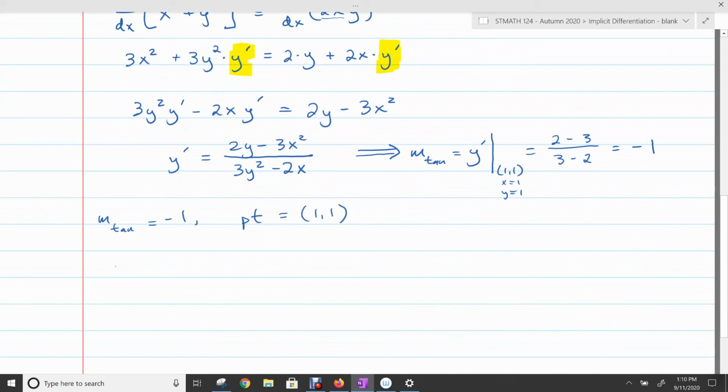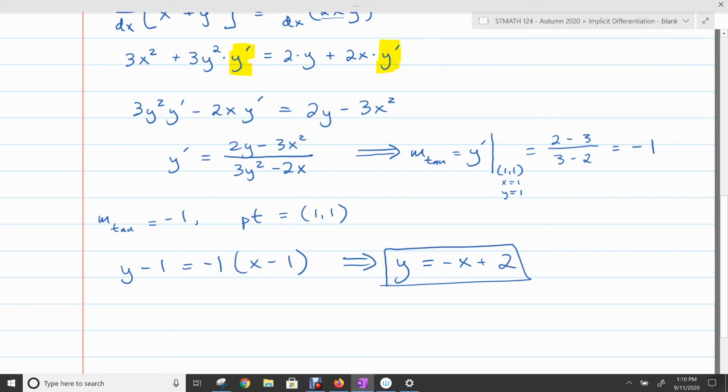And so then I'm going to do the point-slope formula and have y minus 1 equals -1 times (x minus 1) is the equation of the tangent line. And if I like, I could solve for y, and I'd get y equals -x plus 2. So there's the equation of the tangent line.